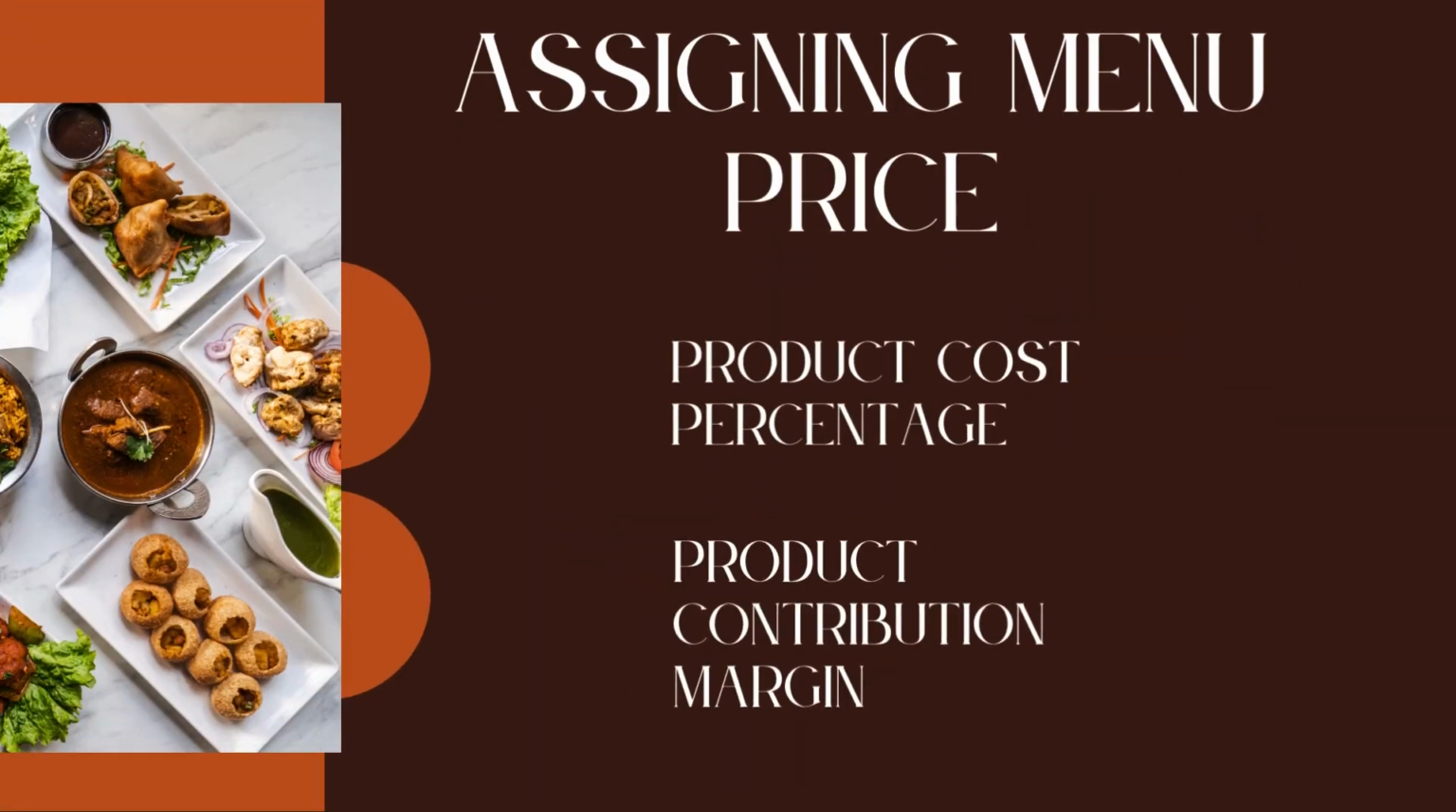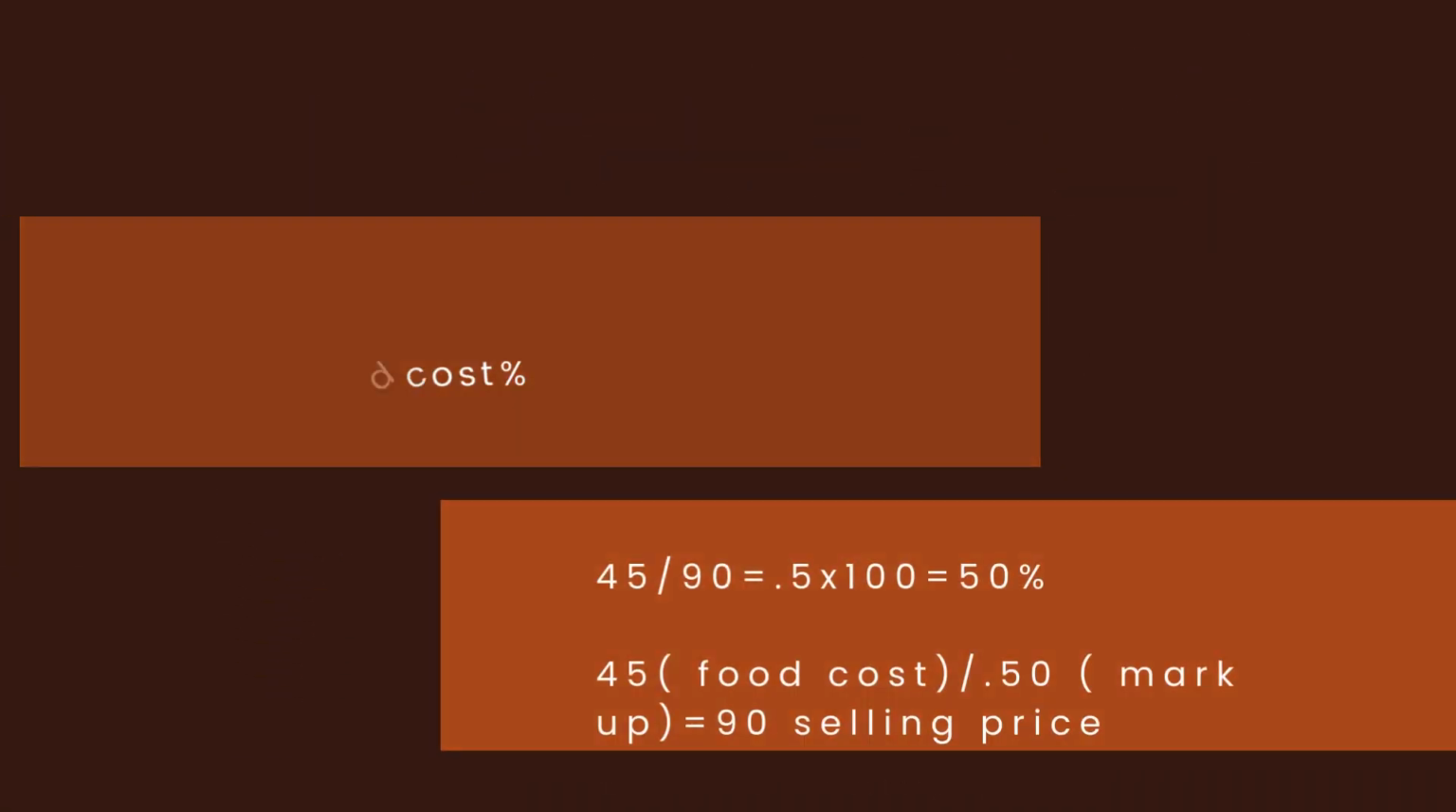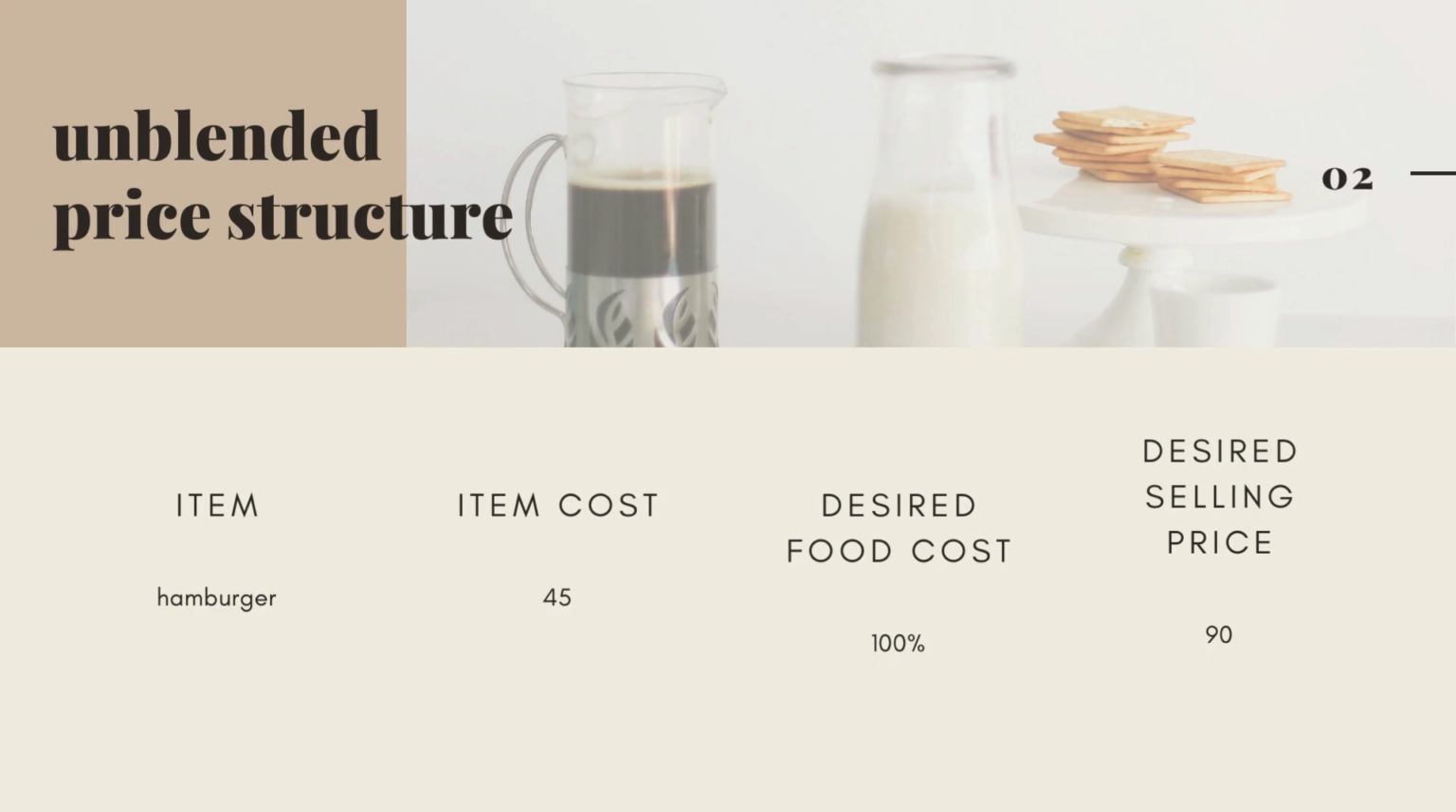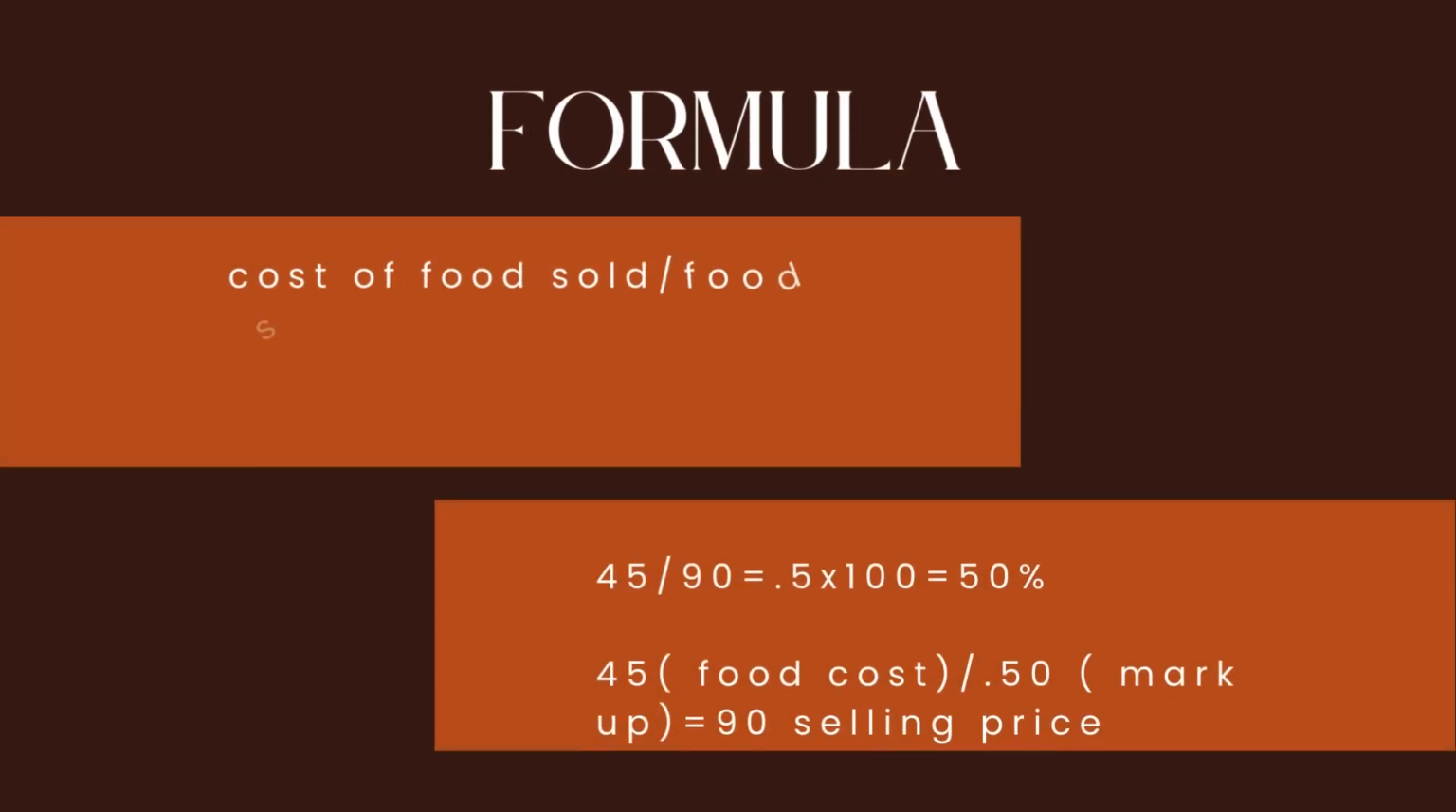So in assigning the menu price, we have the product cost percentage and the product contribution margin. So let's talk first about the formula for the food cost. In order for you to establish the food cost percentage, you need to know first the cost of the food sold, the raw materials, before you divide by the food sales, no, how much you are going to put as the percentage of your sales with regards to the selling price. So that's considered as the food cost.